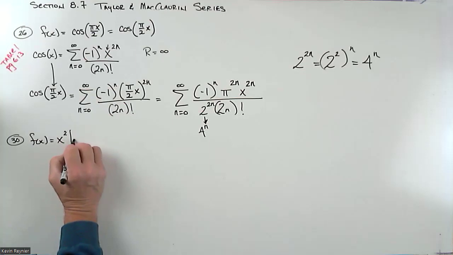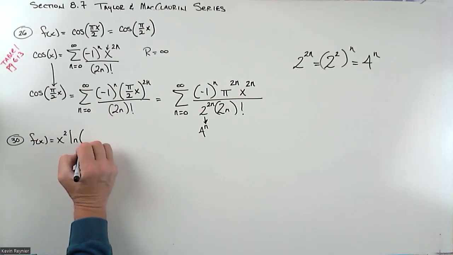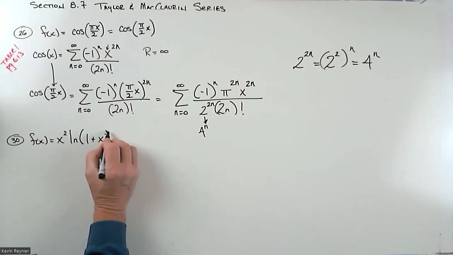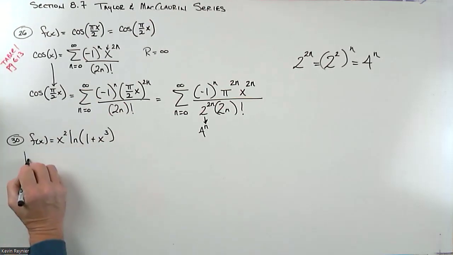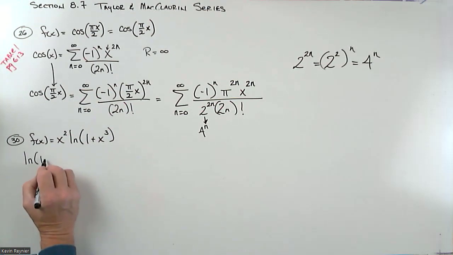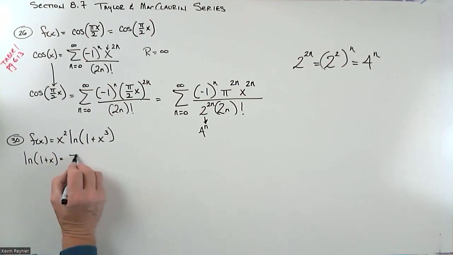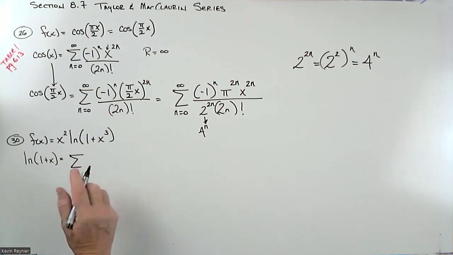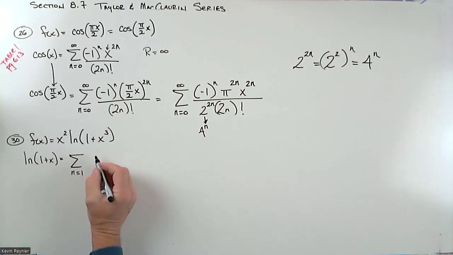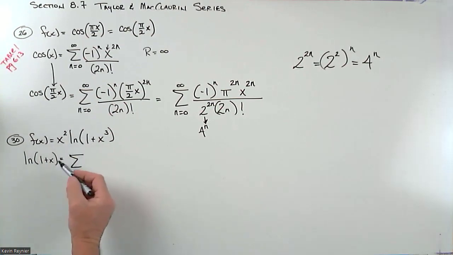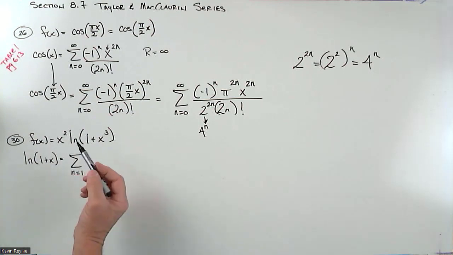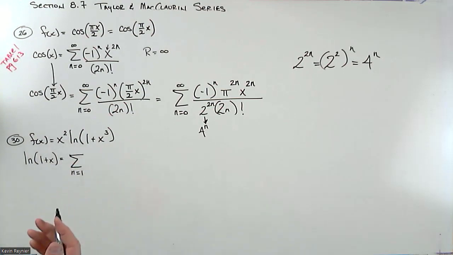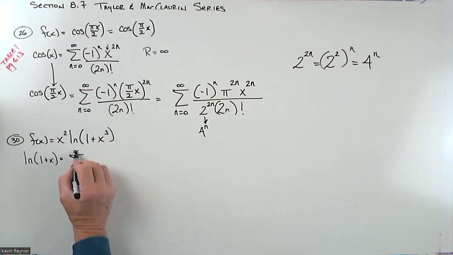They give us f of x equals x squared, the natural log of 1 plus x cubed. Now, we have a Maclaurin series for the natural log of 1 plus x. It's equal to, again, it's in table 1, or hopefully your head. It's n equals 0. No, apparently it's not in my head, is it? That's sloppy. It's n equals 1. You can't put 0 in here because you get the natural log of 1, which is just 0. So, I mean, it's not wrong if you write it that way, but it starts at 1.